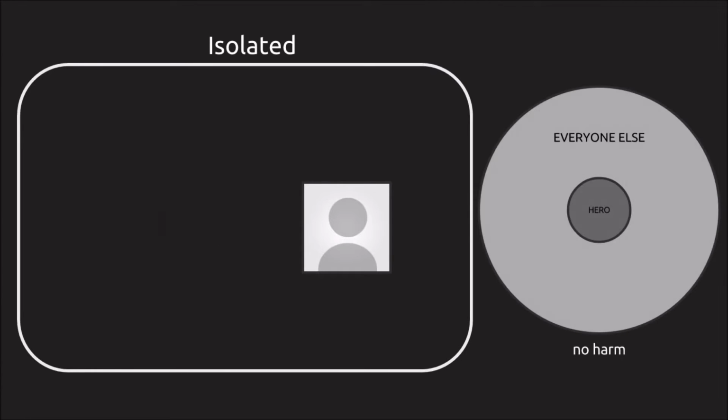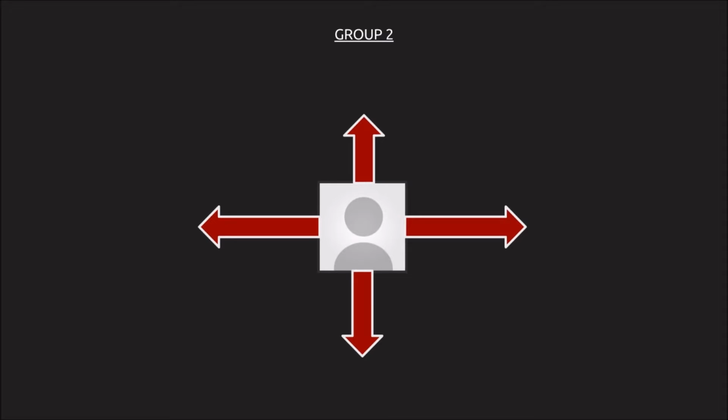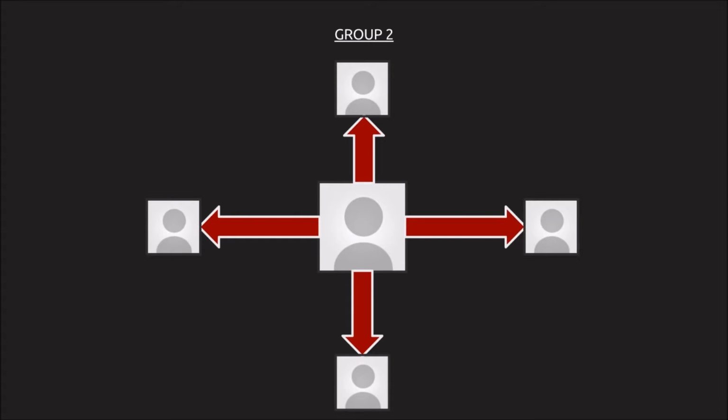Group 1 contains weaknesses that are turned inwards. They only harm the hero himself. Group 2 contains weaknesses that are turned outwards. They require other characters to exist. Group 2 weaknesses intrinsically harm other characters, but they can be reflected negatively to hurt the hero as well.